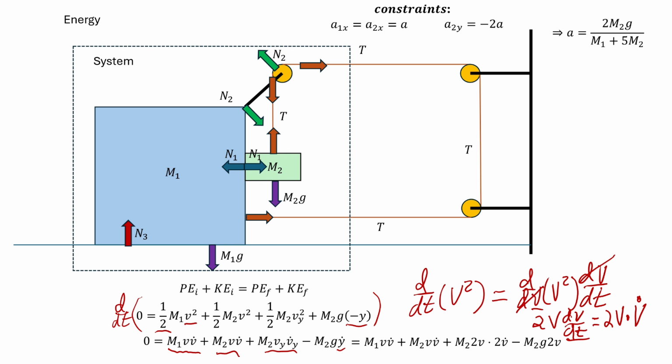Now what do I do next? What I do next is I say, okay, well, Vy, I have constraints that tell me what Vy is. And so all I've done is I've replaced the Vy by a 2v times v dot. And then there's one more curious thing I've done. This y dot, you're like, what do I do with that? Well, y dot is the rate at which this thing moves downward. So y dot is the velocity in the y direction. And so I get to make a replacement there too.